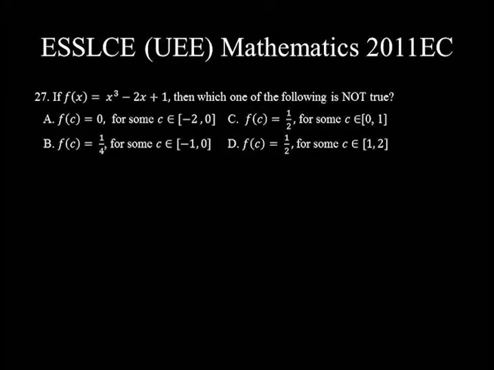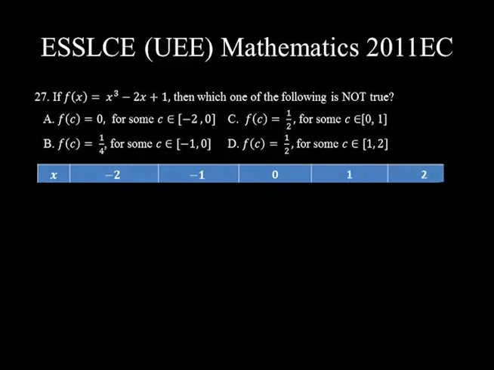Let's draw the graph of the function in order to see what it looks like in each of the requested intervals. For the purpose, let's determine the value of f of x at x equals negative 2, negative 1, 0, 1, and 2. F of negative 2 is equal to negative 2 cubed, that is negative 8, minus 2 times negative 2, that's plus 4, plus 1, which is equal to negative 3.